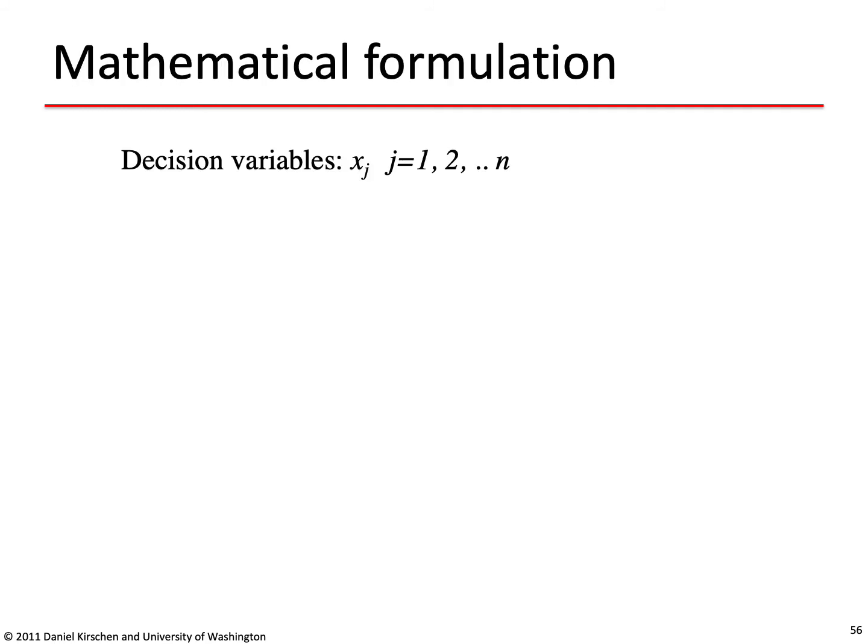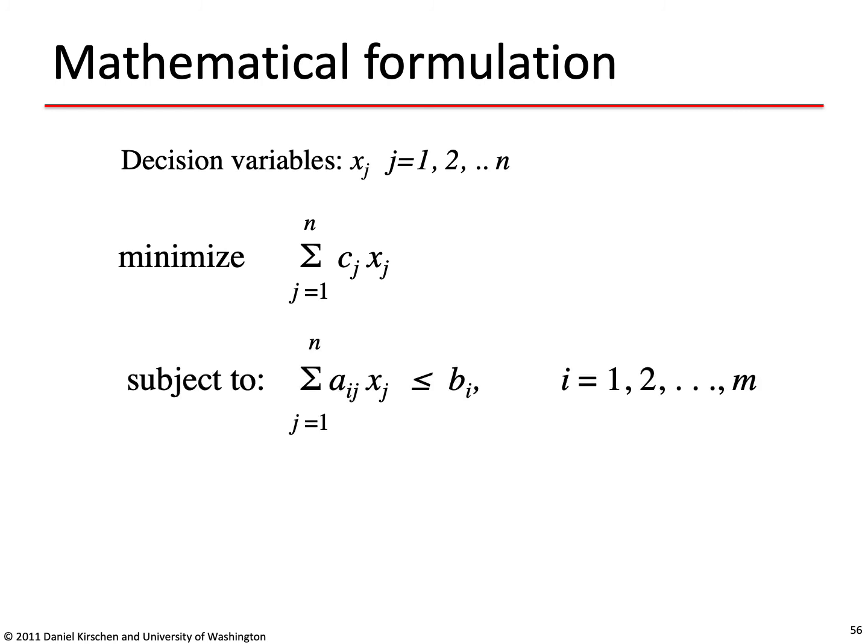Mathematically speaking, what does a linear programming problem look like? Well, let's suppose that we have n decision variables xj. We will have an objective function. In this case, let's suppose that we are trying to minimize the sum from j equals 1 to n of cj xj. We will have some inequality constraints. For example, we may have m of these inequality constraints, each of which is expressed as a sum from j equals 1 to n of aij xj, which must be less or equal to bi.